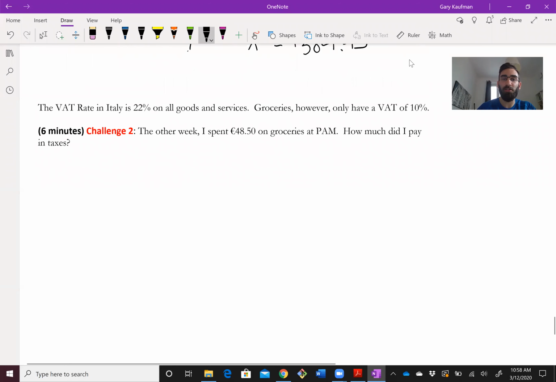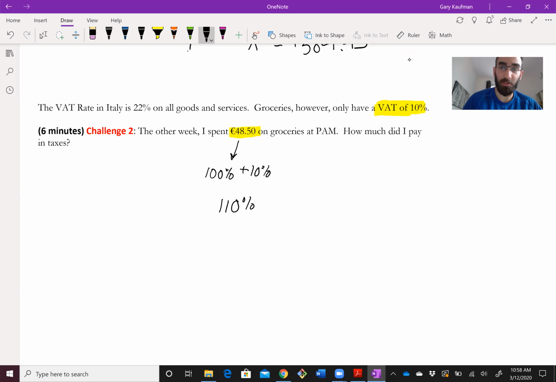Now, this challenge question: the other day I spent $48.50 on groceries at Pam. How much did I pay in taxes? Remember, for groceries, the VAT is only 10%. So think about what percentage this $48.50 represents. Go ahead. This $48.50, just like the previous one, was the 100% plus the 10% VAT, so it represents a total of 110%. Use that and try to set up the proportion.